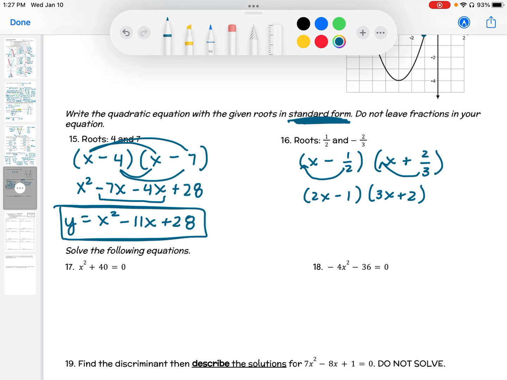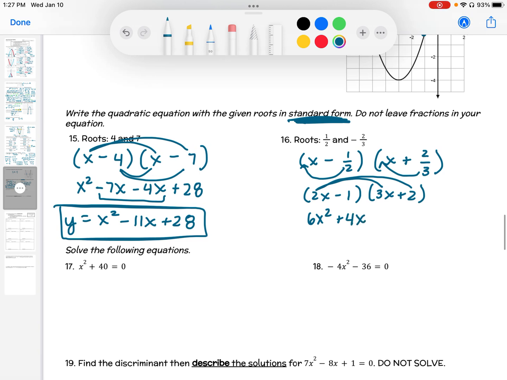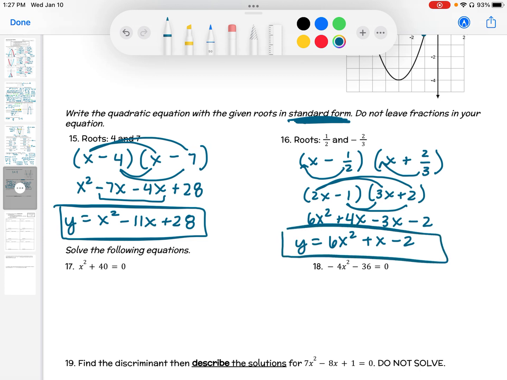And then we FOIL. So we're going to multiply the first terms together, so that would be 6x squared. Multiply the outside terms, which would be 4x. Multiply the inside terms, which would be negative 3x. And multiply the last terms, which would be negative 2. So we would end up with 6x squared plus x minus 2, and y equals that. And the x came from 4x minus 3x, which equals x.